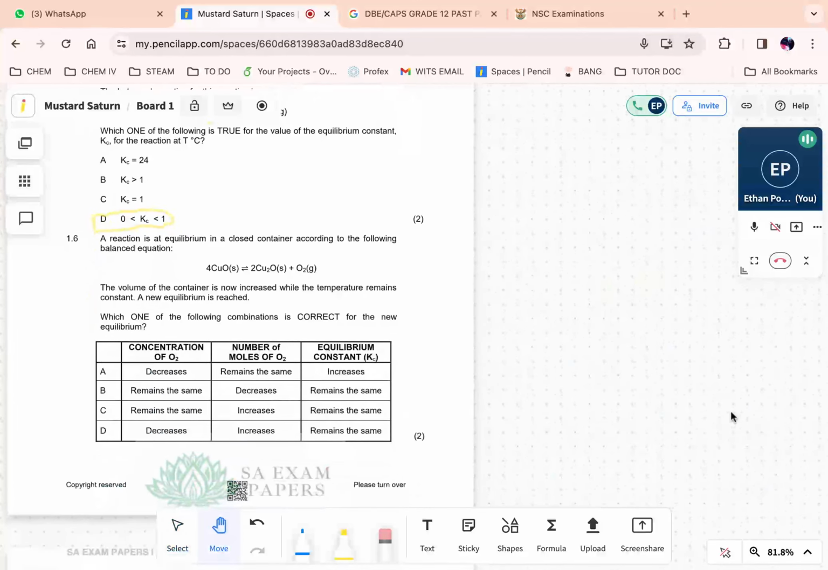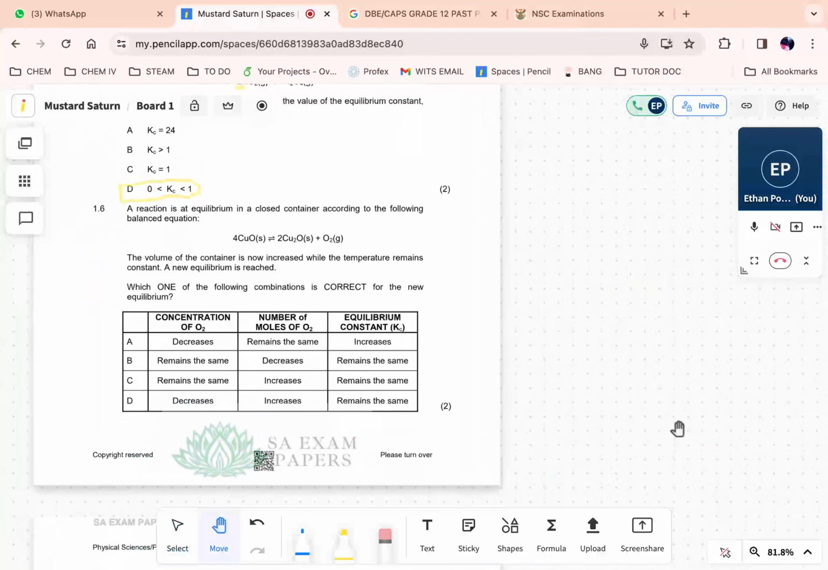So moving on to question 6. A reaction is at equilibrium in a closed container according to the following balanced equation. They give us the equation. The volume of the container is now increased while the temperature remains constant. A new equilibrium is reached. Which one of the following combinations is correct for the new equilibrium? So let's break this question down. We're given the chemical equation, but the volume of the container is increased, but the temperature remains constant.